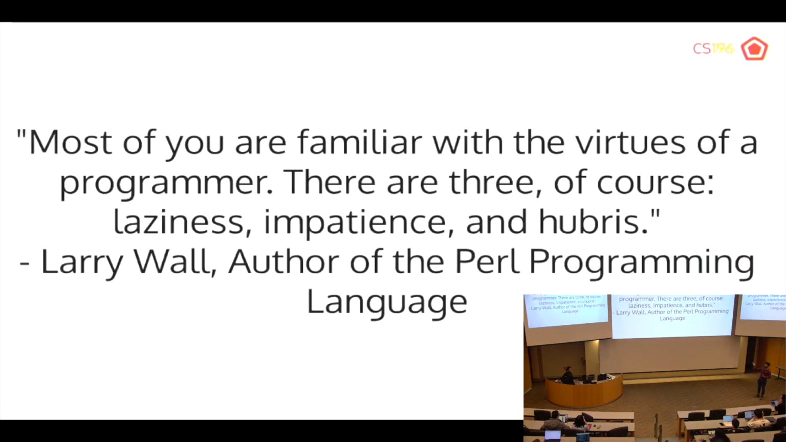Larry Wall, the author of the Perl programming language, says, most of you are familiar with the virtues of a programmer. There are three, of course: laziness, impatience, and hubris. And again, these sound like bad things, but all of these three virtues are what make you more efficient and more likely to get to your outcome faster.